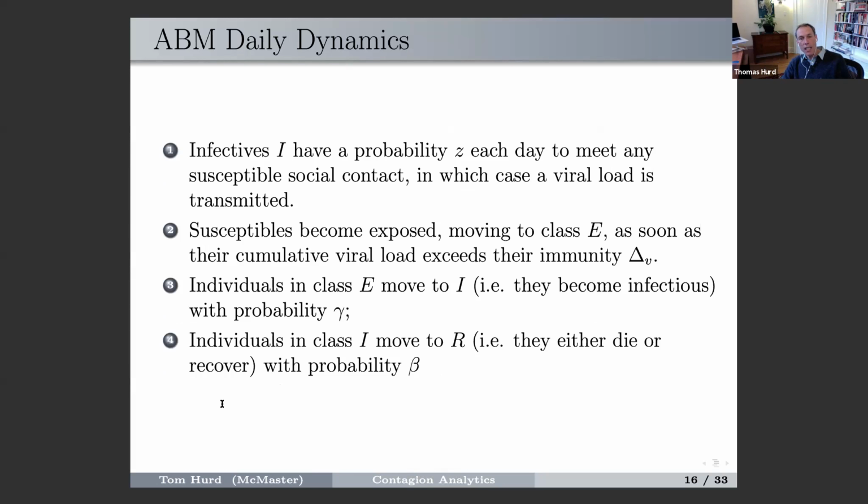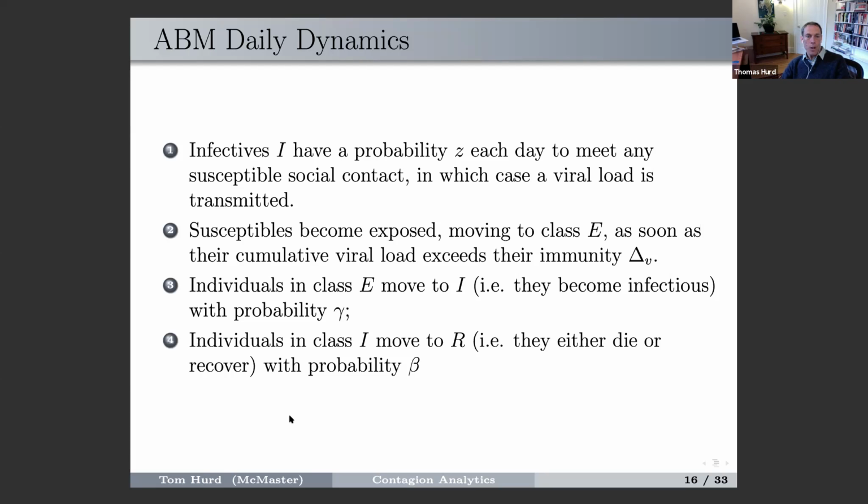So, in more detail, the contagion, we're going to measure it day by day and count the number of individuals in all of the classes of the disease. So the infectives, we're going to assume this probability Z that each of their possible social contacts will be met. So one at a time with probability Z, you look through this infected person's social contacts and you say, yes, they meet this person and this person, but these other people, they don't meet. But whenever they meet a susceptible social contact, they transmit this viral load. And this is all done in our computer simulation.